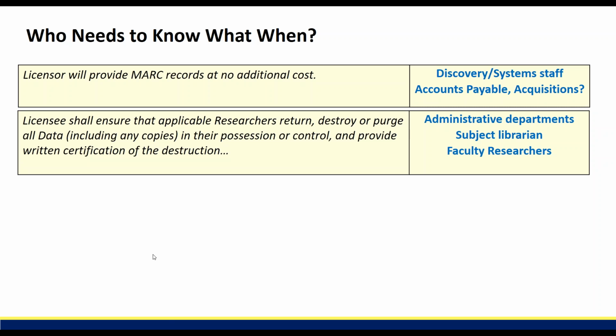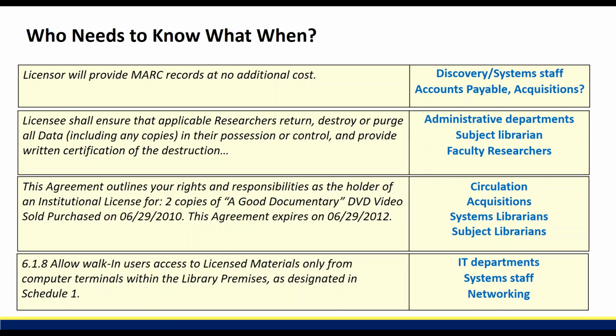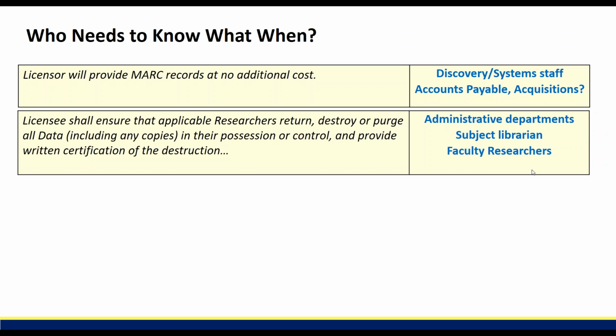Let me click again. Okay, so here's my second example. And I apologize, I hope you're seeing all of these on the slide. In case you're not, I'm actually talking about the second box here, which is: the licensee shall ensure that applicable researchers return, destroy, or purge all data. And not only that, they have to provide written certification of that destruction.